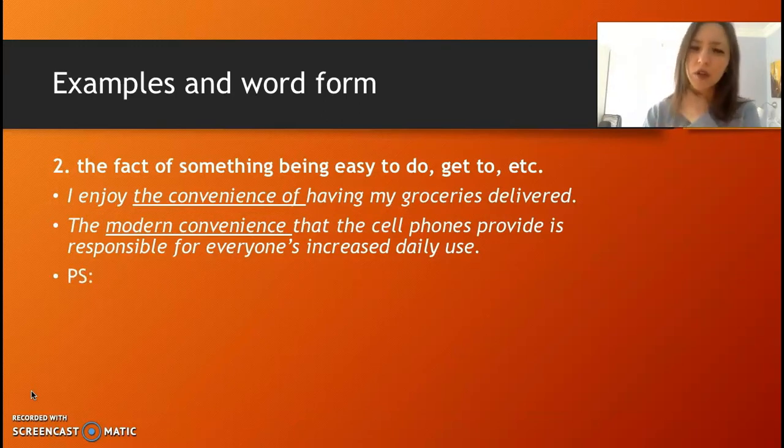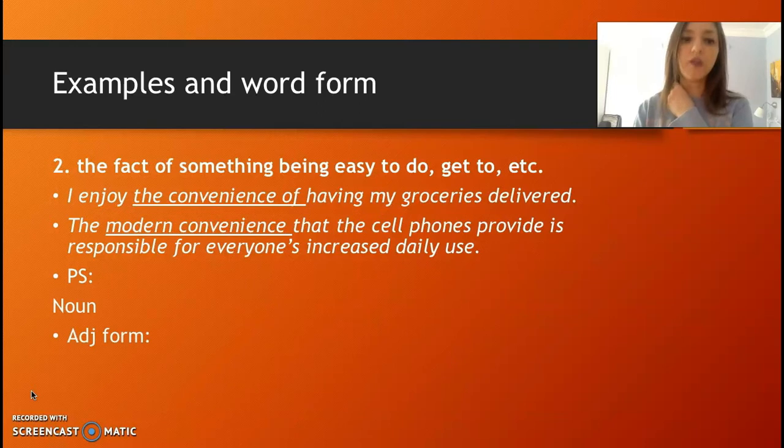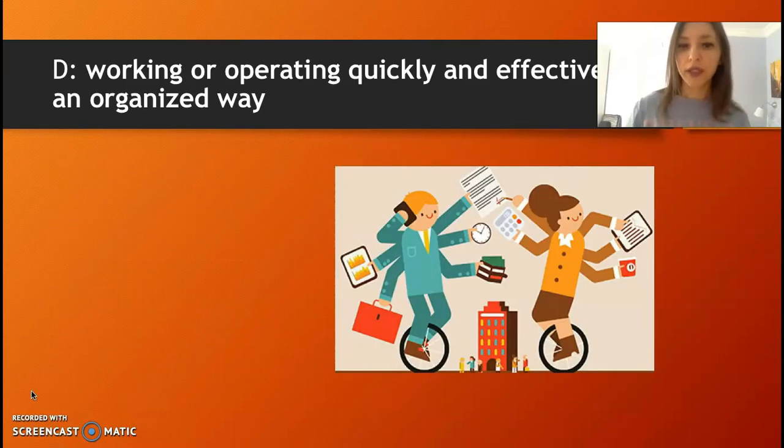The part of speech of convenience, what is it? It's a noun. How about the adjective form? Can you try to make it an adjective? Convenient. Very good. All right, the next word.